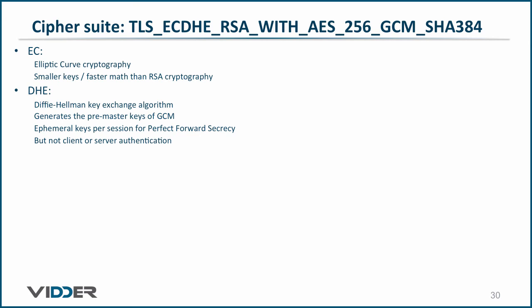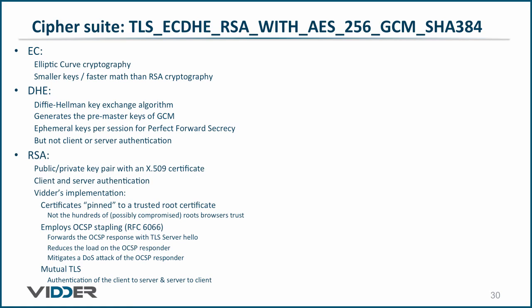However, DHE does not provide authentication of the client to the server, nor of the server to the client. Therefore, the RSA algorithm of generating an asymmetric public-private key pair and the associated X509 certificate are used for authentication.